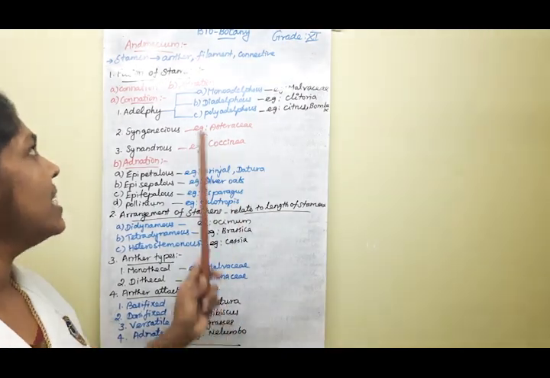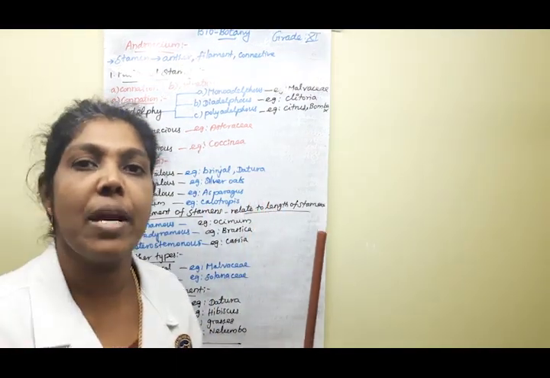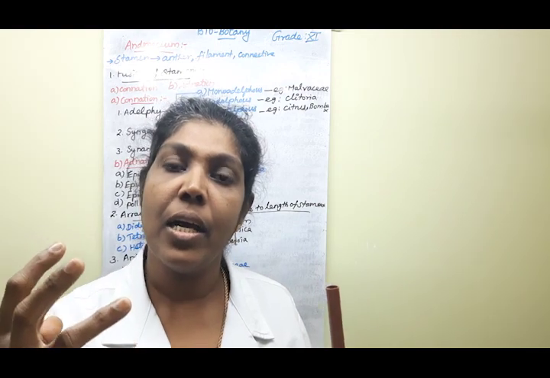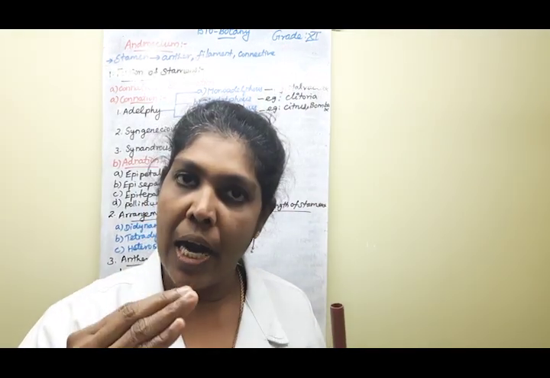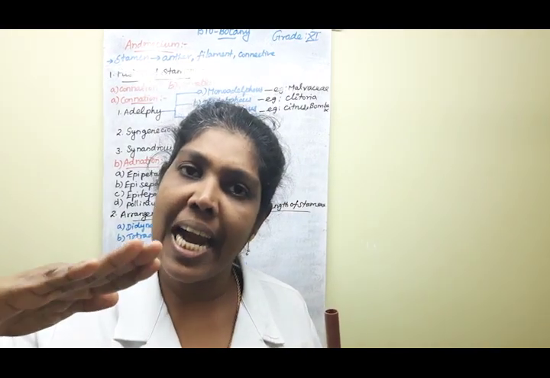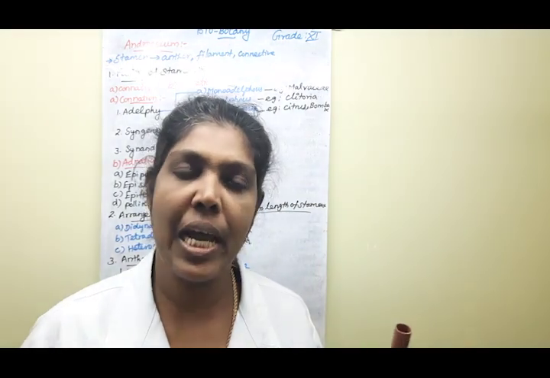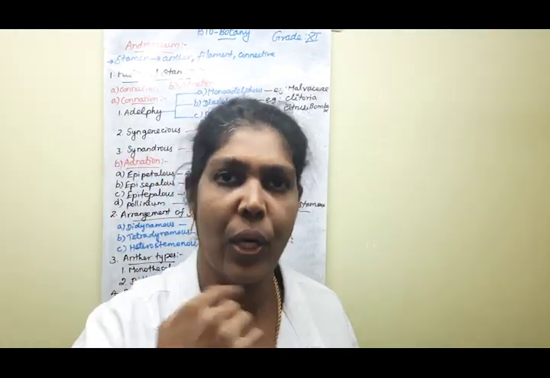First one, fusion of stamens. The fusion of stamens means the stamens, I mean the anthers, fuse themselves, or the stamens attach to some other parts of the plant body. Sometimes the stamens attach to the corolla.